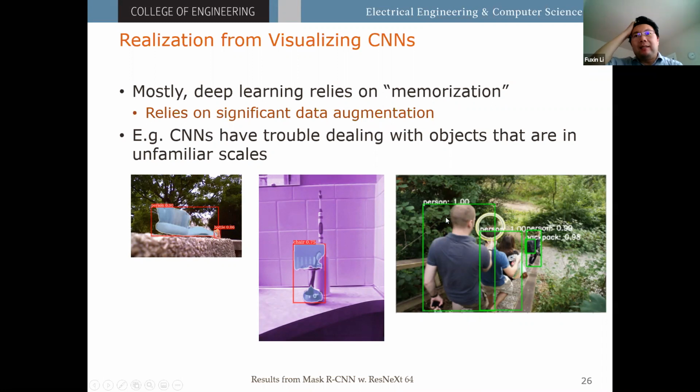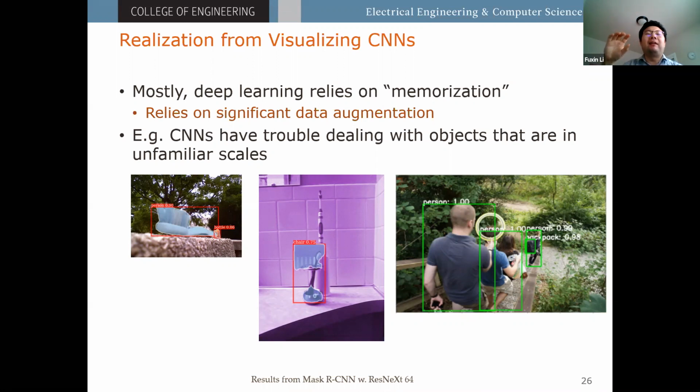Okay, so I already spent a lot of time on explanation. So let me quickly go through the next thing, which is what you realize after doing so many visualizations of CNNs. We realized that deep learning is totally reliant on memorization. And many times, if there are many different eyes, they are not really having one feature that is covering an eye. However, they can find a feature that covers a small eye, and then they find another feature that covers a big eye.